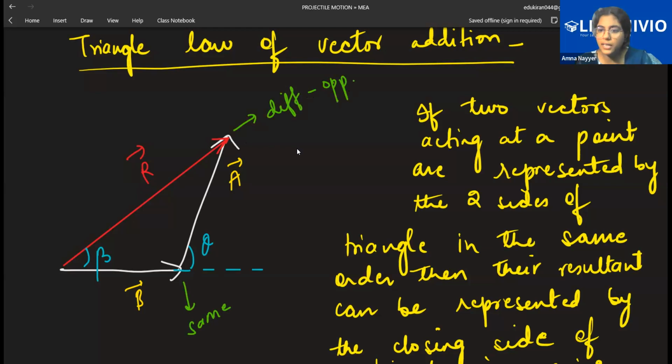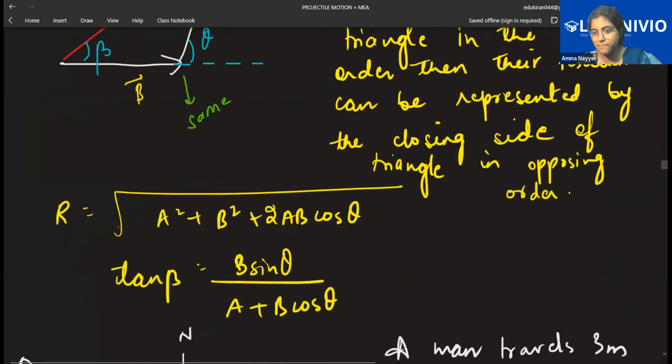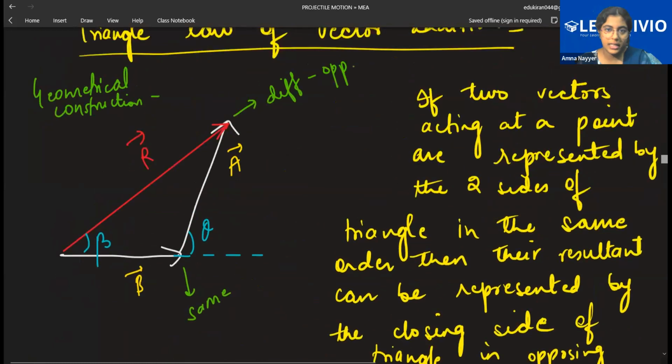Now, what is the magnitude? See, geometrical construction you have understood, this was the part of the geometrical construction. These are two vectors A and B representing two sides of a triangle in the same order. Then the resultant is given by the third or the closing side taken in opposite order. Fine. Now, magnitude and direction formula remain the same as it is. Write it. I'll show you a question. Write it down first.